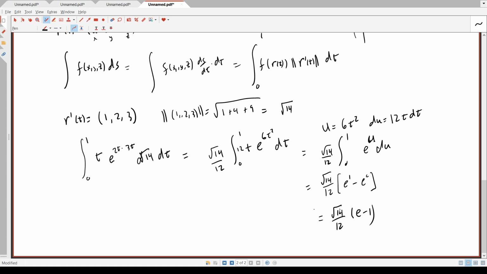Okay, so that's a quick refresher. Yeah, so that's my final answer. So how do I know that the bounds are from 0 to 1?